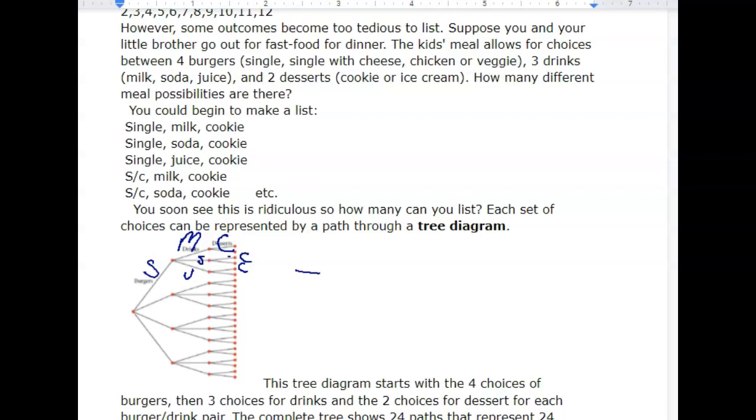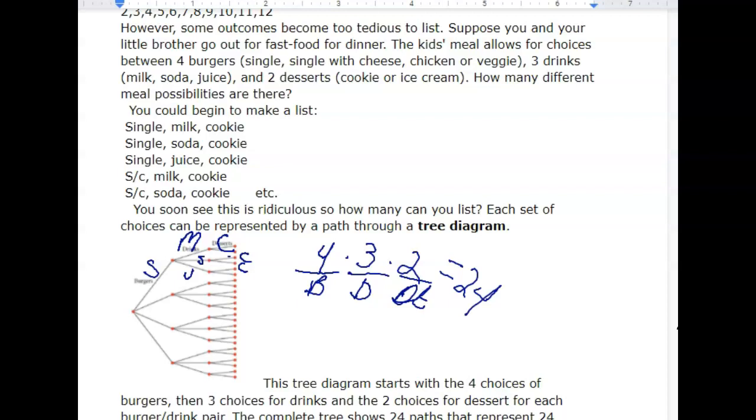How do you get that? Well, here's the burger choices, and I have 4. Here's the drink choices, and we had 3: soda, milk, and juice. And then I have desserts, and I had 2 choices for that. So if I multiply these together, 4 times 3 is 12, times 2, there's my 24.